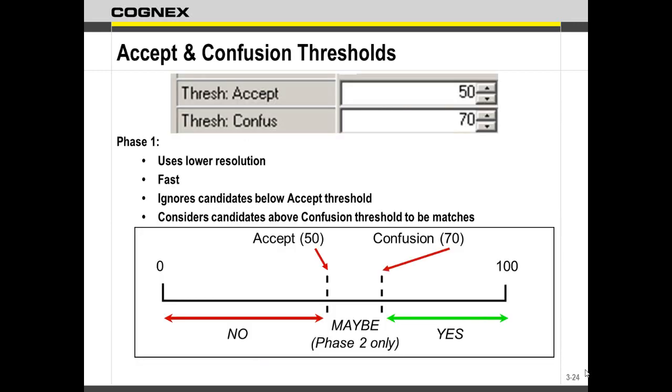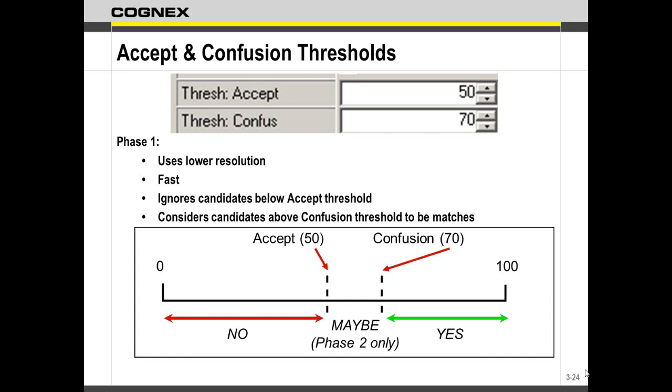Now, we have accept and confusion thresholds. Okay, so let me confuse you with it. We really have two phases whenever you do FindPatterns. It goes through the first phase. In the first phase, it uses half-res, so it's using a partial image sitting inside the camera. You don't have to think about it. It does it by default. And then it quickly tries to find any potential candidates that match what you have trained.